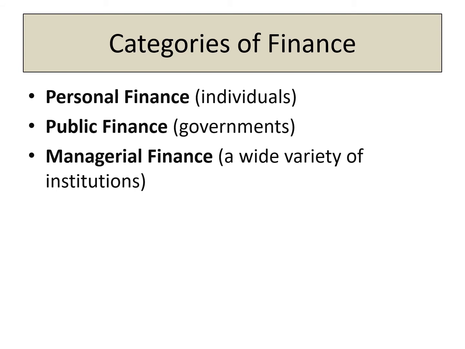There are three categories of finance, that is personal finance, public finance, and managerial finance or corporate finance. So personal finance is for individuals like all of us. Each of us is considered as personal finance. And then the public finance, that is the government. And then the third one is managerial finance, or institutions, corporate bodies, etc.